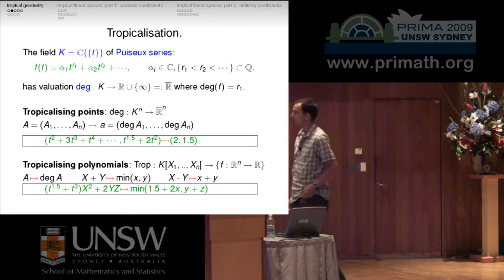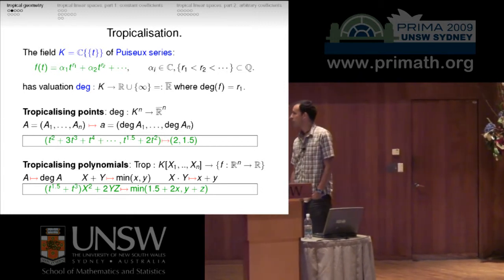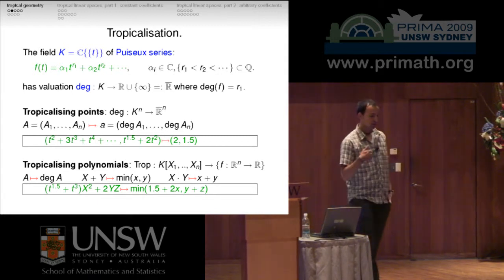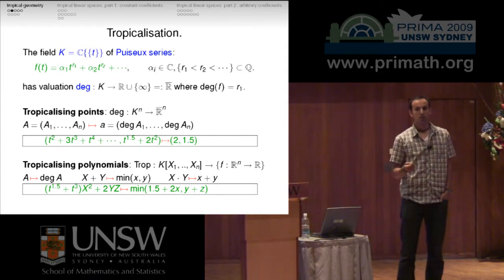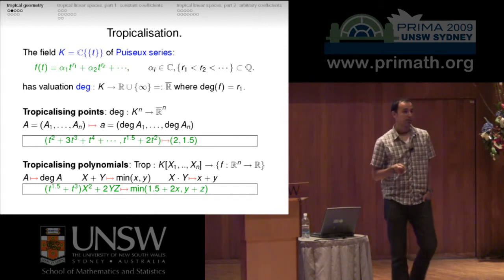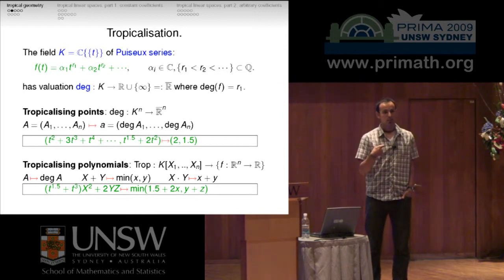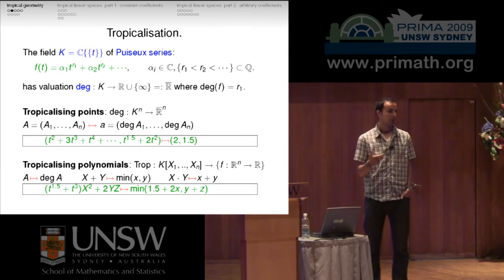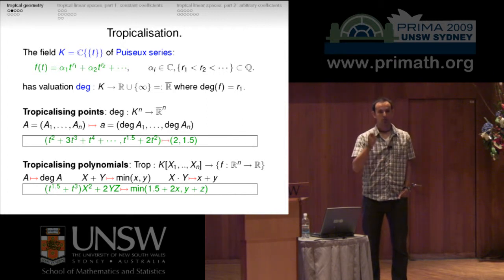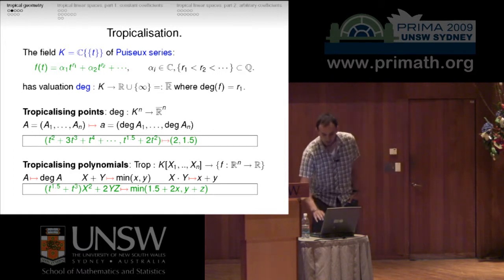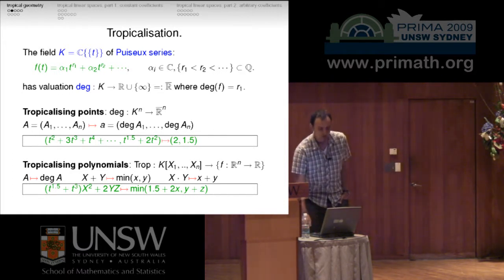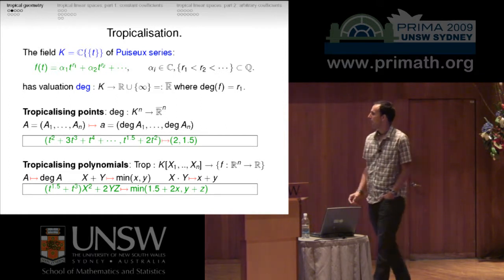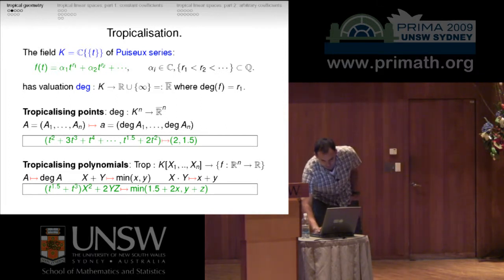That's how you tropicalize a point. How do you tropicalize a polynomial? I'm going to take the usual operations of addition and multiplication and turn them into the operations of taking the minimum and adding, respectively. And whenever I see any constants, and remember, a constant here is a Puiseux series, I'm going to take that and map it into its degree. So for example, here is a polynomial in x, y, and z. First I see a constant, and so I map it to the valuation, so that becomes a 1.5.